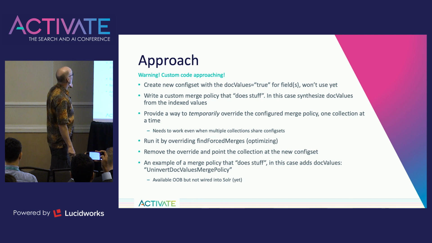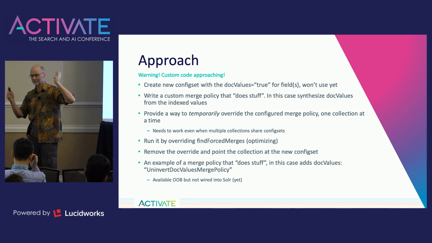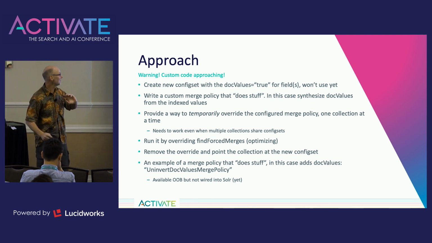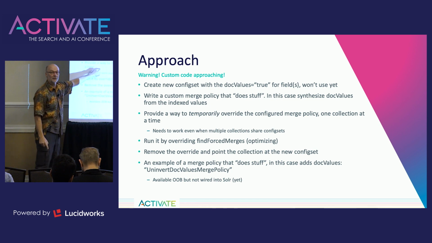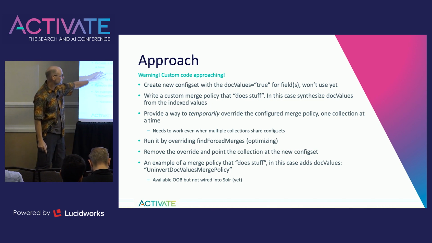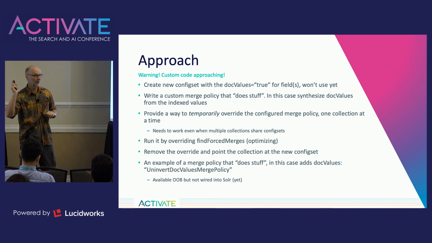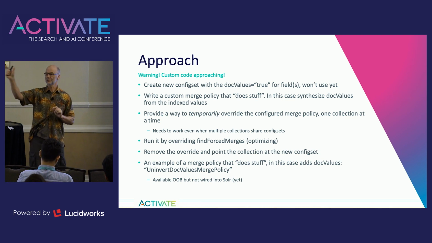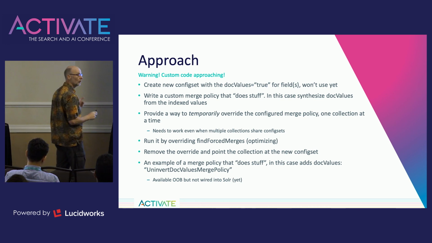So here's what we do. We create a new config set with doc values true. We have this custom merge policy that does stuff, and stuff is to be defined. In this case, add doc values. Temporarily override the config set. So what happens here is you write a collection property. You'll see an example in a bit, saying my collection now uses this very special merge policy, actually. No other ones do.